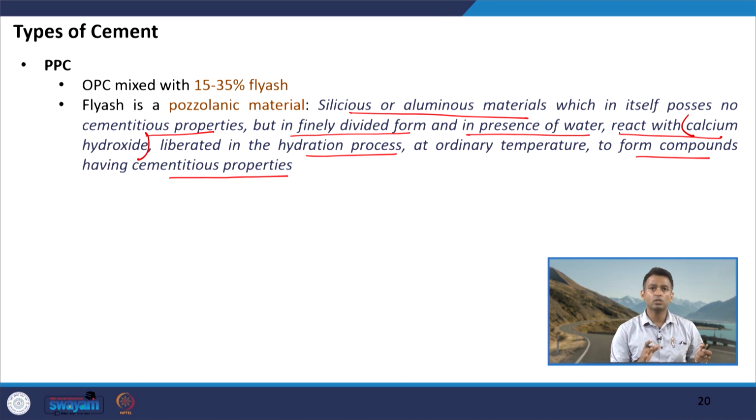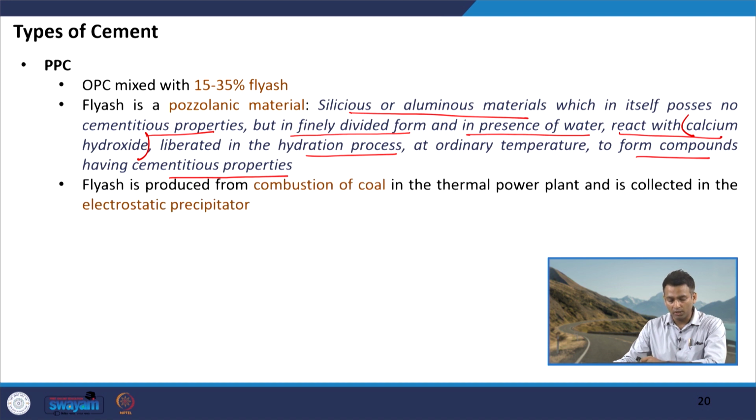These are siliceous or aluminous materials which, when they react with the calcium hydroxide, which is already present, which is basically a byproduct of the hydration process of the cement. So, these pozzolanic materials react with calcium hydroxide to give us cementing materials. They themselves cannot react with water to give us cementitious materials or properties. Okay. So, fly ash is, and let us now discuss how we get fly ash.